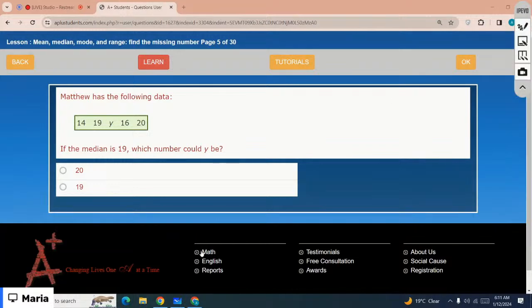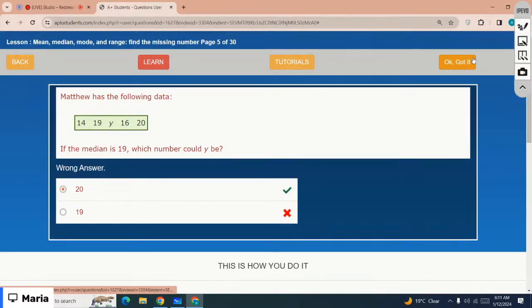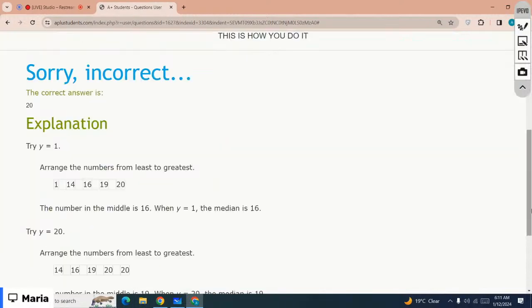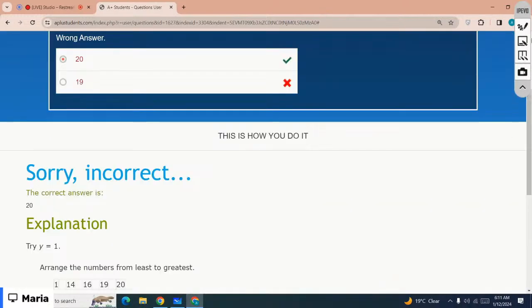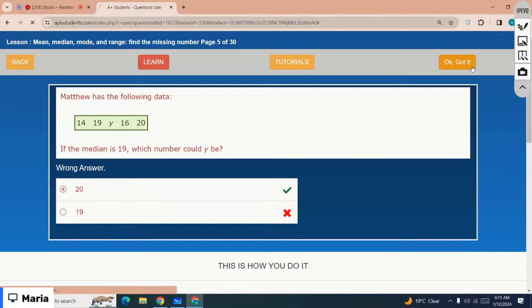Okay, the next question you have to solve. 20, but why? Okay, you have the middle number greater than 19, so that would be 20 because the median is 19, right?